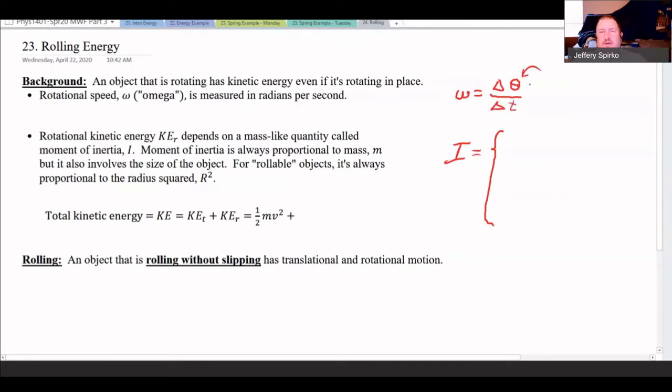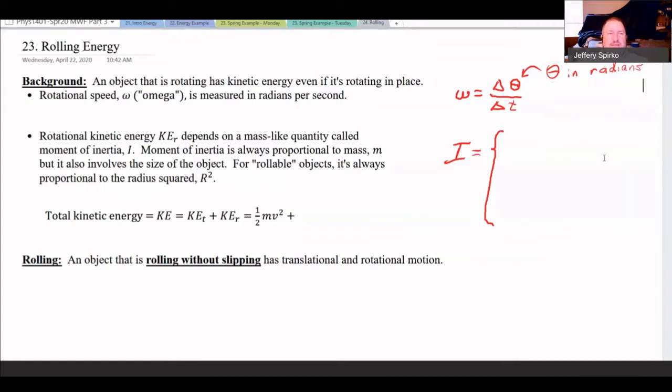And since we want omega to be measured in radians per second, that means that our theta should be in radians. And we actually don't have to use the theta when we talk about rolling motion and rolling energy. All of these details will end up getting swept under the rug later. I just want to make sure that you understand that there's a straightforward foundation to all of this stuff.